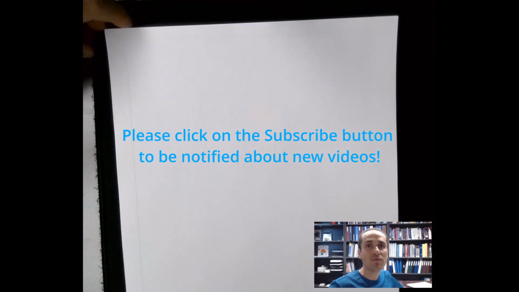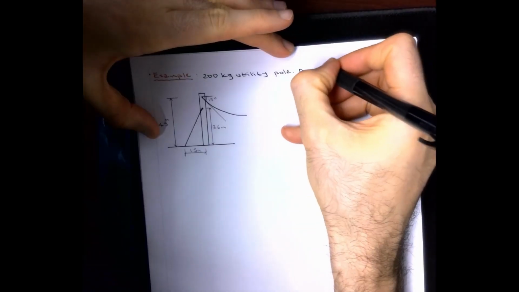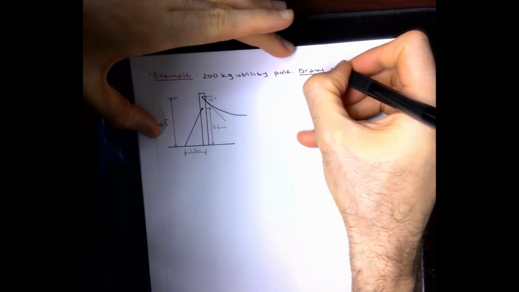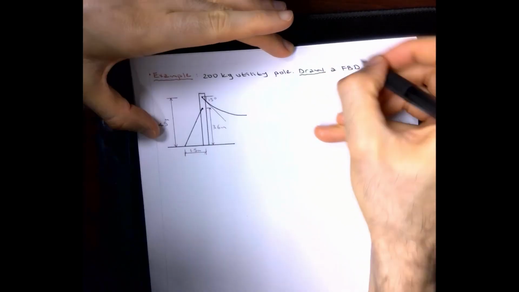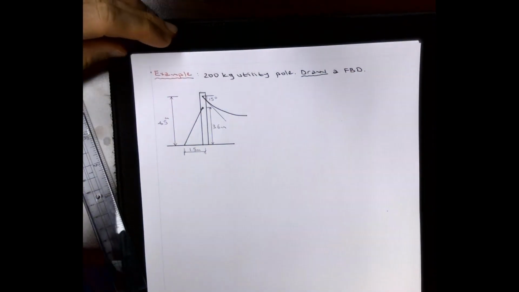Today I'm recording a video for you from my office. So I'm going to continue the coverage. We started covering rigid body equilibrium in 2 dimensions, so I have some nice questions for you. So let's get started with the first question. Draw a free body diagram. So that is the question which we are going to solve.